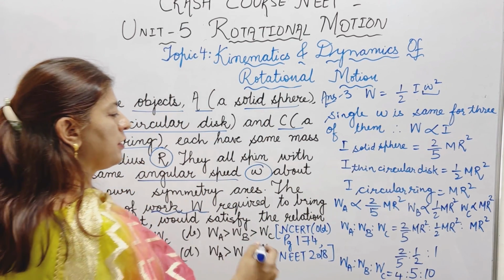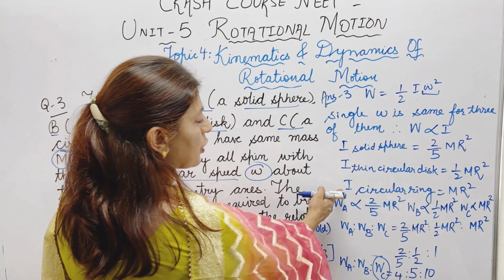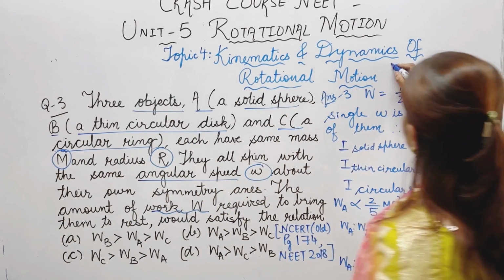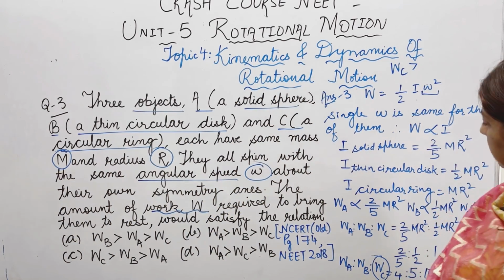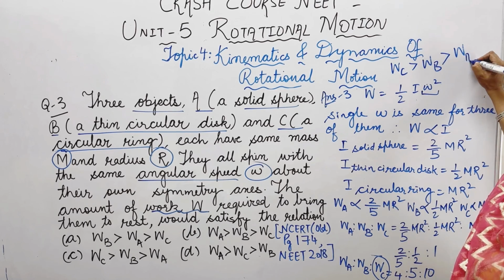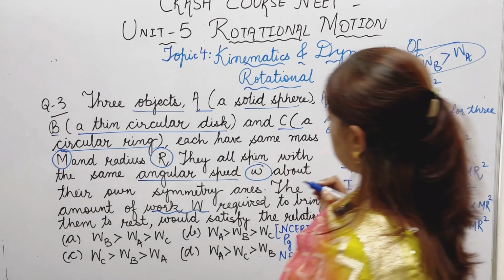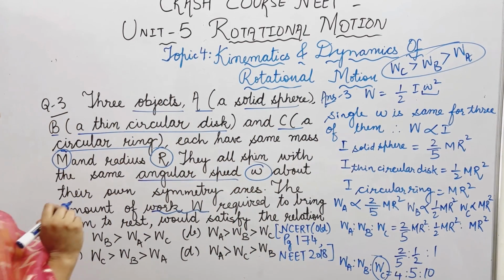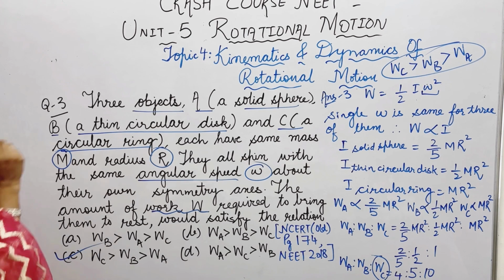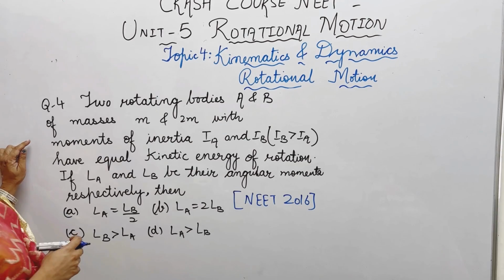It means the work done by C, the circular ring, is more. So from here we conclude WC is greater than WB is greater than WA. This is the conclusion we have drawn from our calculation. If we look at the options, option C goes with our conclusion, and the answer for the third is option C. Question number 4.